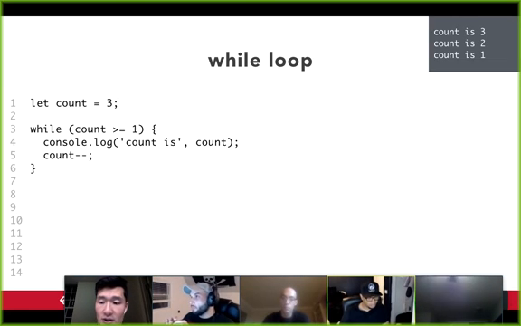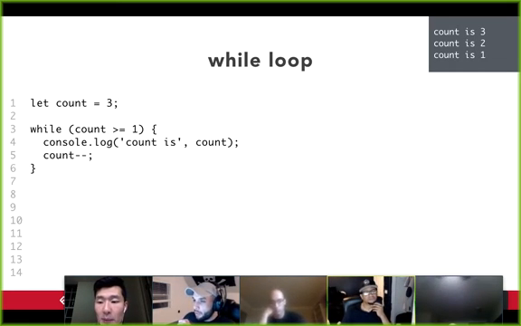After line 4 runs, we then run line 5, and in case you're unfamiliar with it, the minus minus just basically means subtract 1 from count. So when we do that, we're basically making the implicit assumption that count is going to be a number. After we decrease count by 1, we've finished our code block for this iteration of the while loop, but we're not done, because now we have to go back to line 3 and check our conditional again.